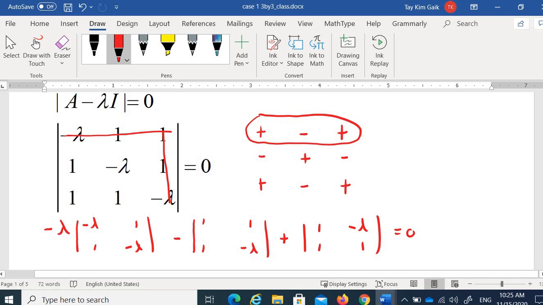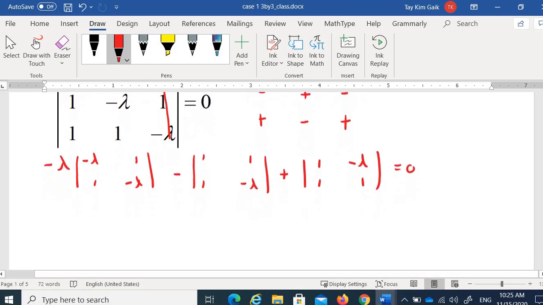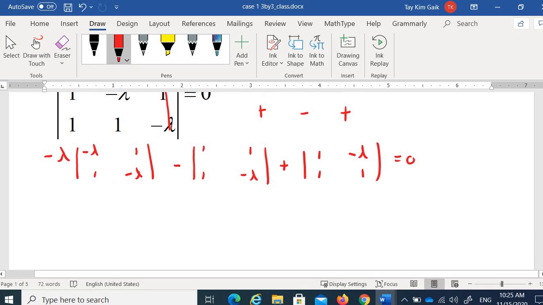Then you just do 3 times determinant of 3 by 3, 3 times determinant of 2 by 2. So hope you remember how you find determinant: the main diagonal minus the other diagonal. So you have here negative lambda times negative lambda will be lambda squared, so minus 1 here.